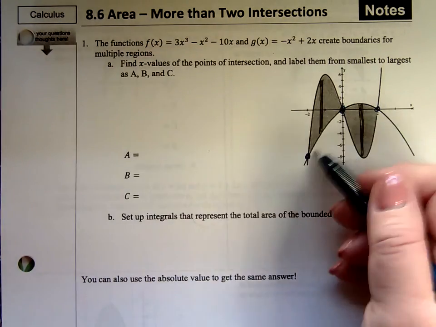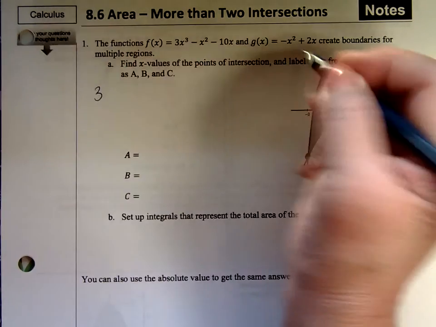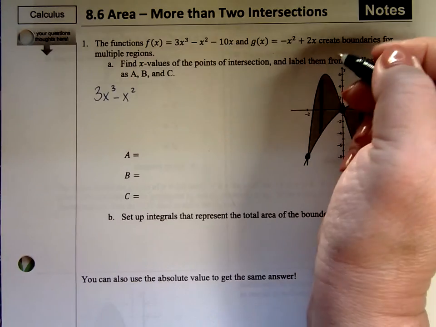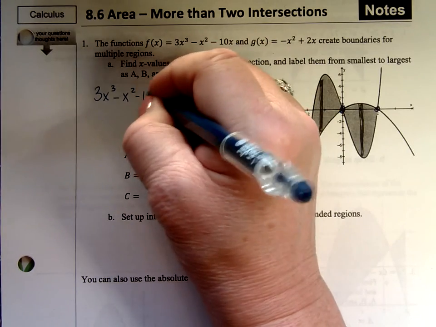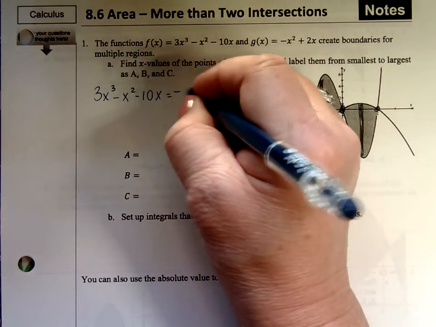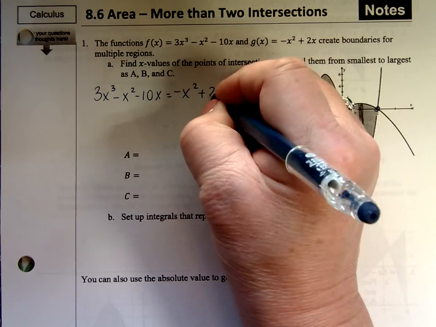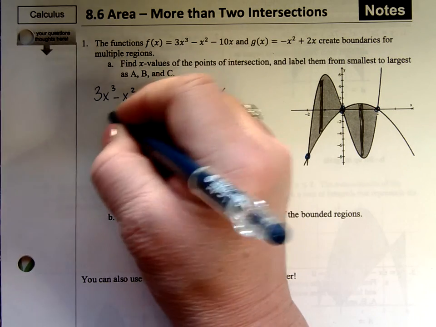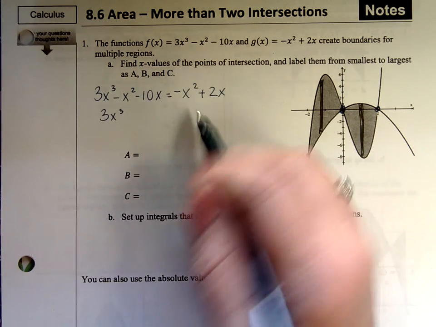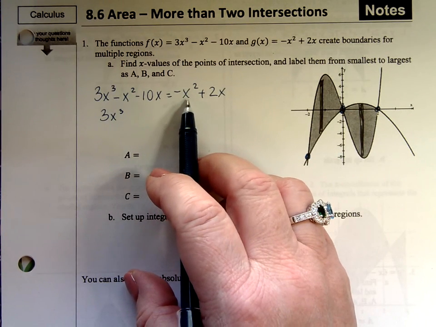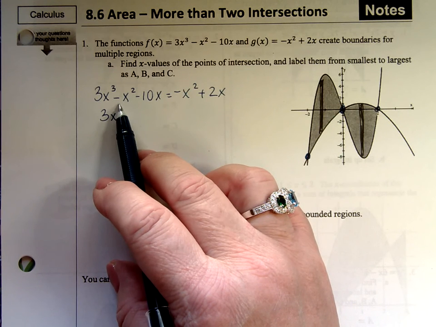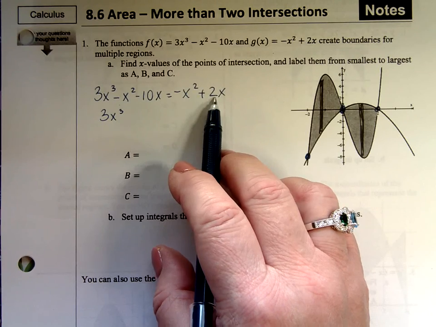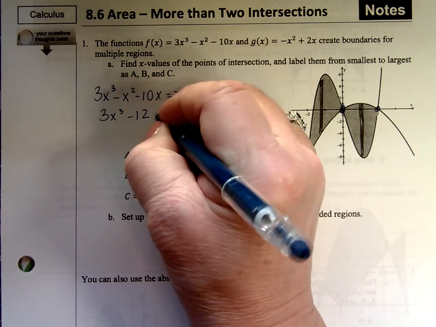To figure that out, I'm going to set the 2 functions equal to one another. This one's not so bad. 3x cubed minus x squared minus 10x. Sometimes we'll use a calculator, but this one's pretty easy. All right, equals, and then I've got a negative x squared plus 2x. My job is to solve for x. So I'm going to get everybody on the same side of the equal sign. That's going to give me a 3x cubed. And when I bring this negative x squared over, it turns into a positive x squared, joins up with this guy, they knock each other out, and we don't have an x squared. But I do have a 2x that comes over and joins with the 10x, they become negative 12x.